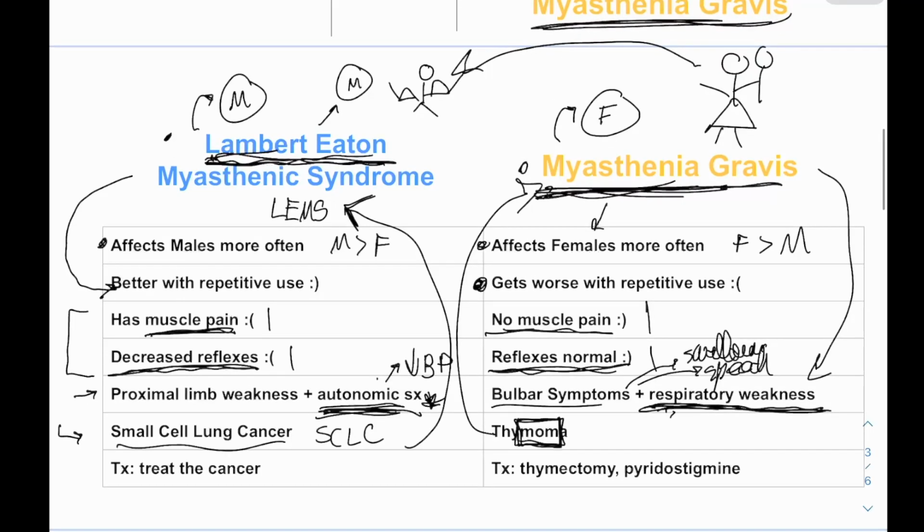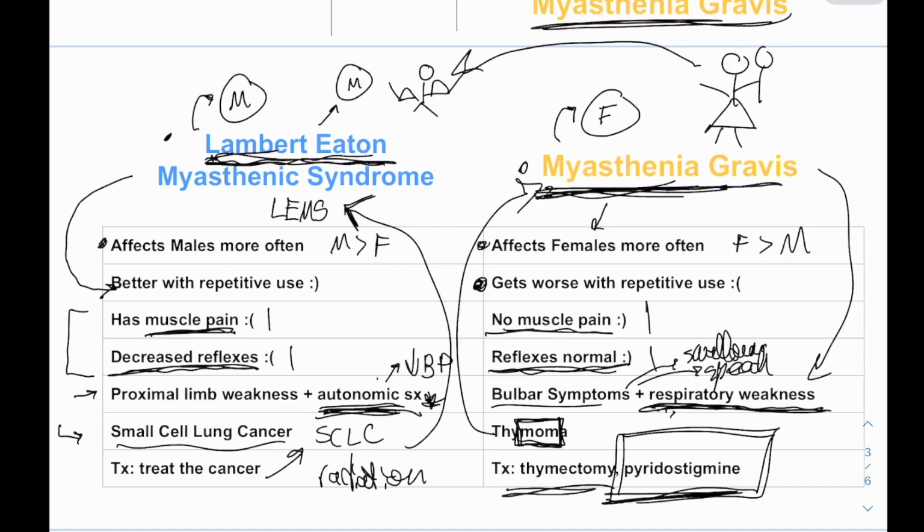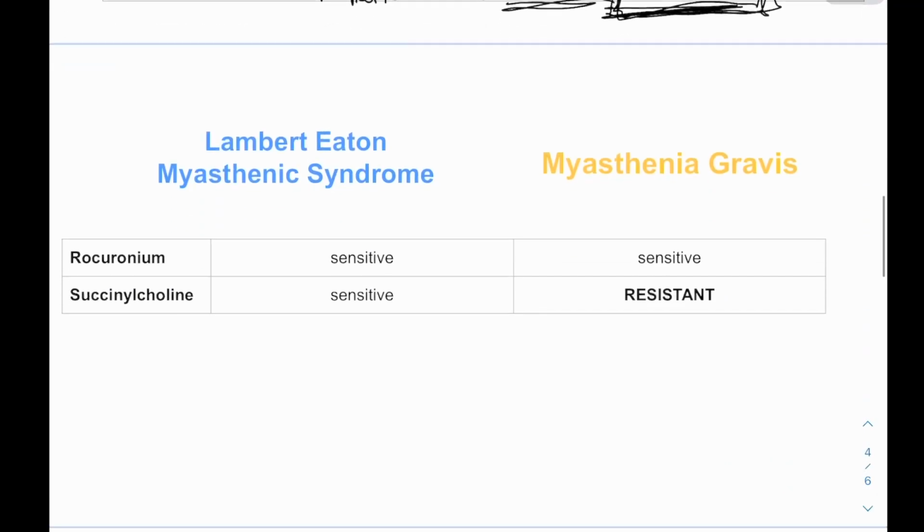And the last thing is treatment options. What's really important is pyridostigmine is used to treat myasthenia gravis. You will always be tested on that. And you can also excise the underlying thymoma, so thymectomy. Whereas in Lambert-Eaton, you want to treat the underlying cancer, and that is most likely the small cell lung cancer. And that can be done with radiation, certain types of medications. Now, the medications that would be used to treat small cell lung cancer aren't typically tested on your exams. The only medication that is really tested is pyridostigmine, and that is to treat myasthenia gravis.